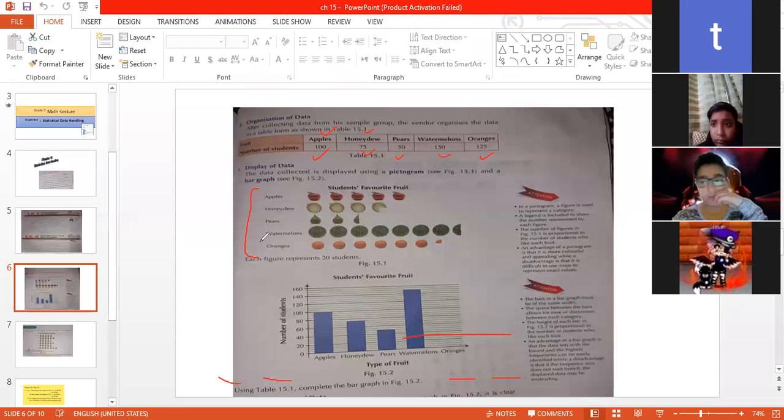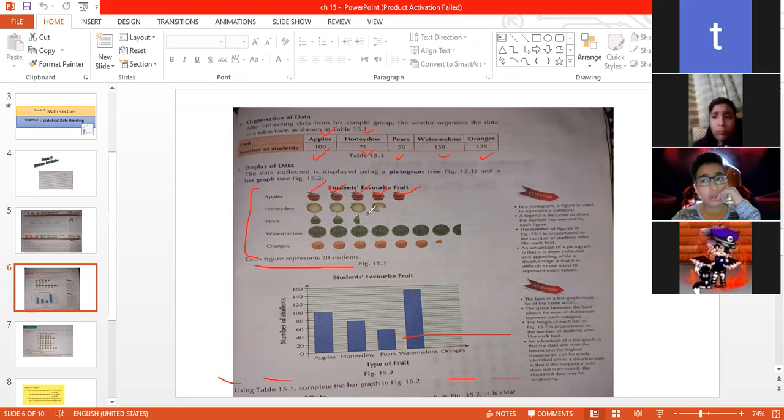Okay, a pictogram graph is just like displaying pictures to know whether it is suitable or not. Clear? See this. He is saying each figure represents 20 students. Total how many apples? 100. Then 20 plus 20 is 40, plus 20 is 60, plus 20 is 80, plus 20 is 100.